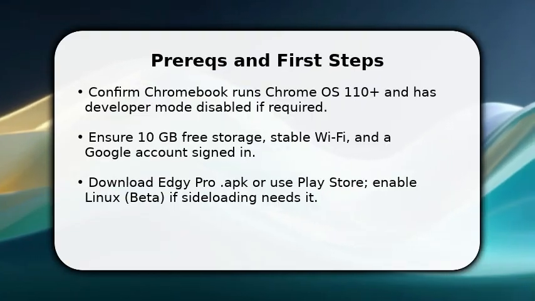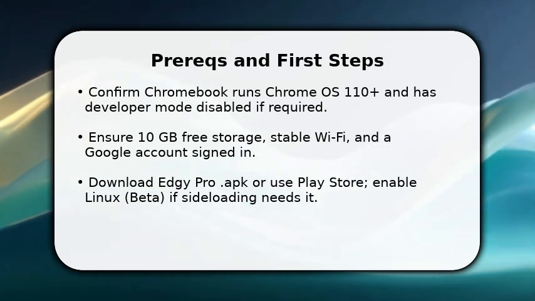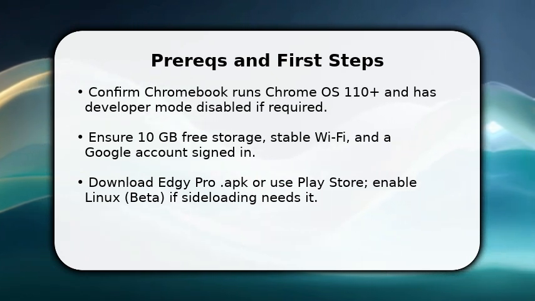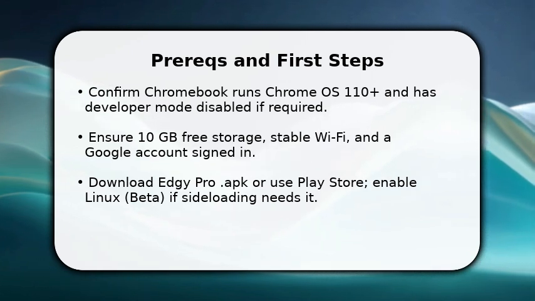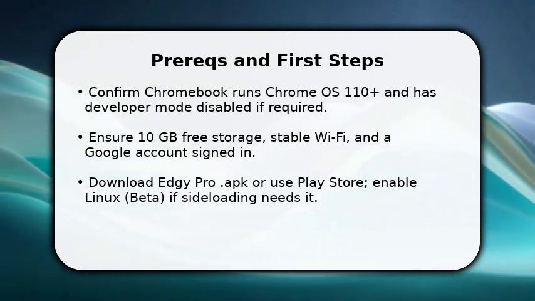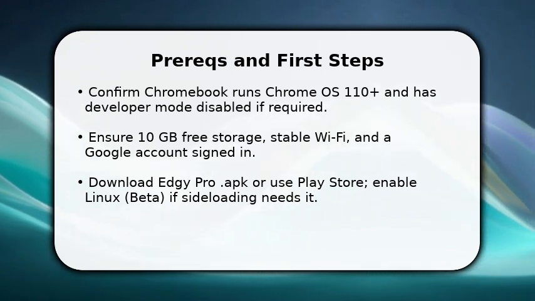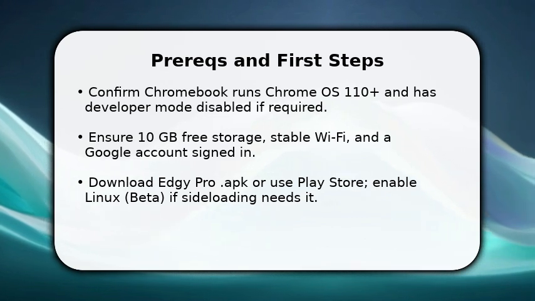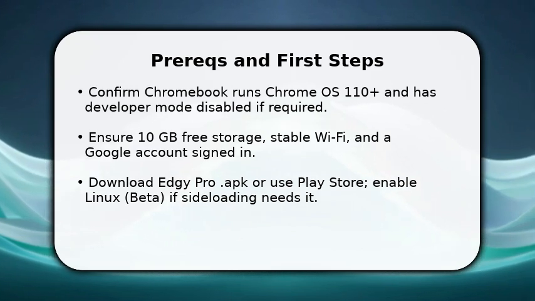You start by verifying system readiness. Make sure your Chromebook is on Chrome OS 110 or later, signed into your Google account, and has about 10 GB free. Once done, decide Play Store versus APK sideloading. If you use Play Store, open it and search Edgy Pro. If sideloading, enable Linux Beta and transfer the app into your Linux files. Follow prompts to allow app installs from known sources, because package access is the key bridge to run Edgy Pro.